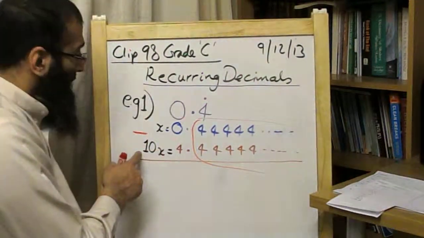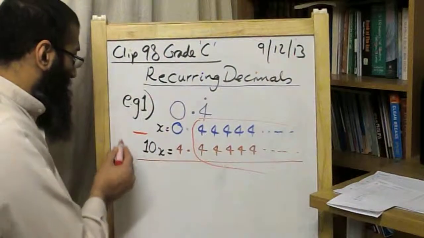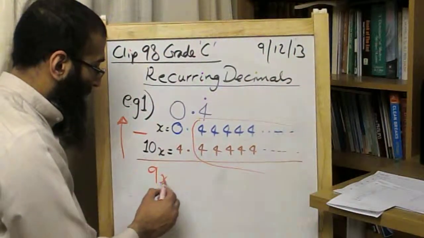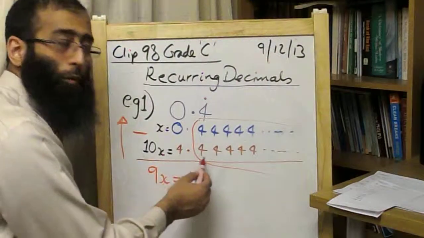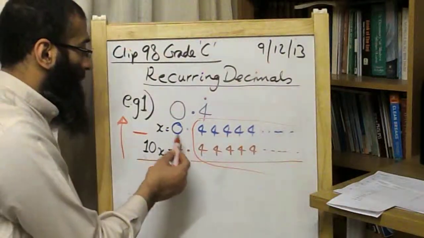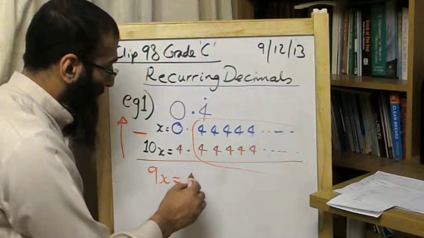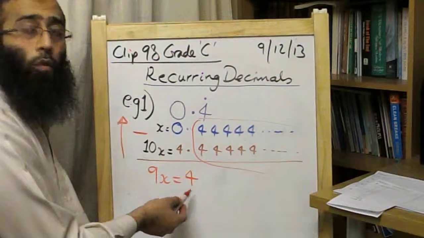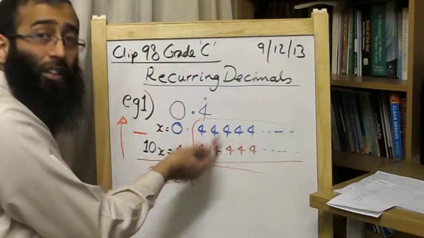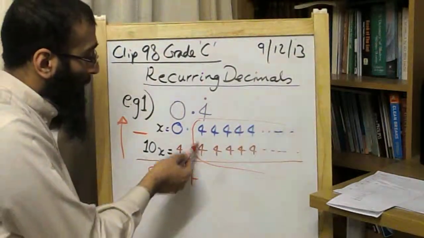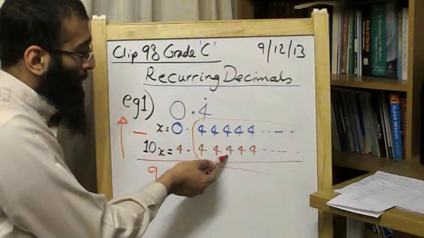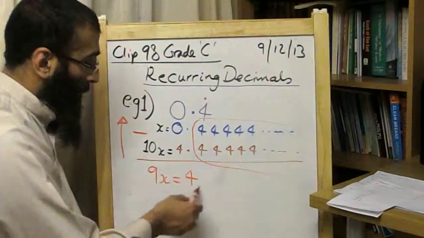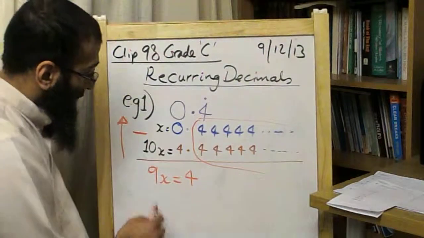So 10x take away x. 10x take away x is equal to 9x. So 4.4444 minus 0.4444 will give us a nice simple whole number, which is 4. All these decimal parts take each other away and cancel each other out, because 4 take away 4 is nothing, so we get a string of zeros. So we get just a nice whole number here of 4.